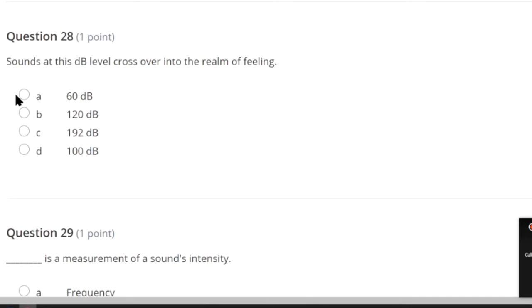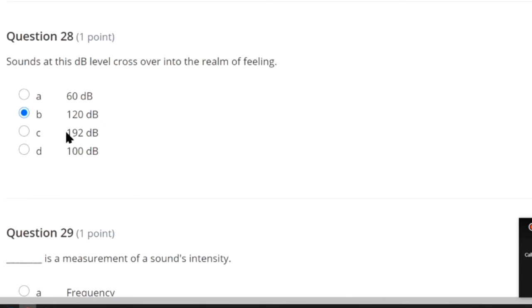Question 28. Sounds at this decibel level cross over into the realm of feeling. A. 60 decibels. B. 120 decibels. C. 192 decibels. Or D. 100 decibels. The answer is around 120 decibels. Not only do you hear sound, but you can start to experience pain and discomfort.